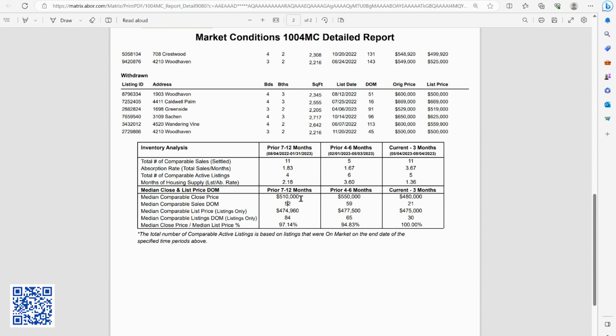Total days on the market, though, has come down to 21 days, and the comparable list price has remained pretty stable. You can see 474.9 in the first half, 477.5, and 475. Now, the actual close price to list price ratio is 100%. So properties are selling for asking price, but you can see the noticeable decline on closed prices. Crazy.